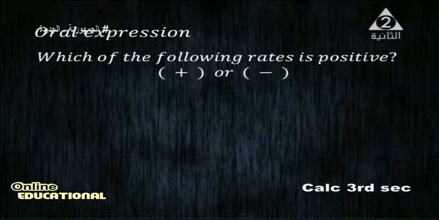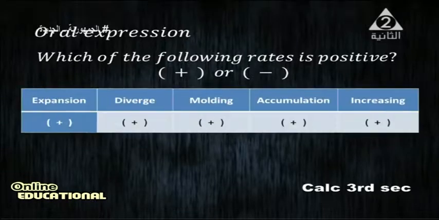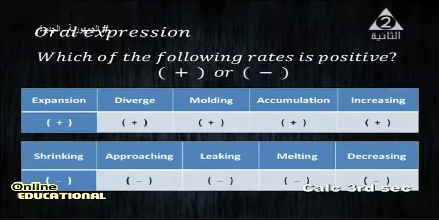Which of the following rates is positive or negative? Expansion, diverging, molding, accumulation, increasing is positive. Shrinking, approaching, leaking, melting, decreasing is negative.